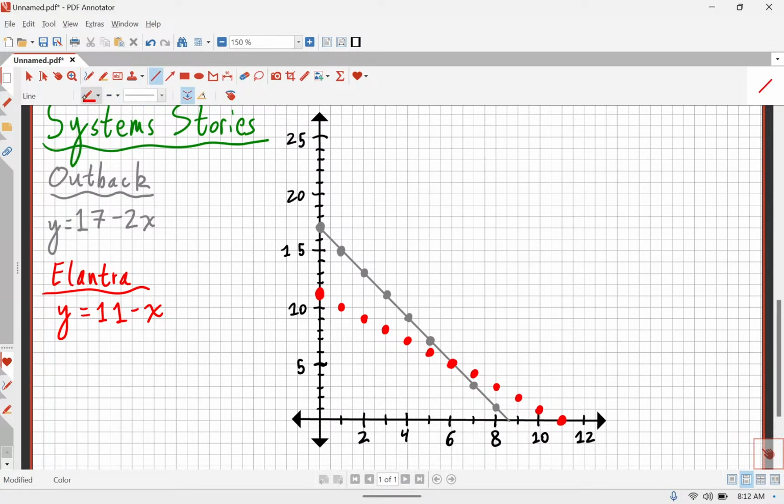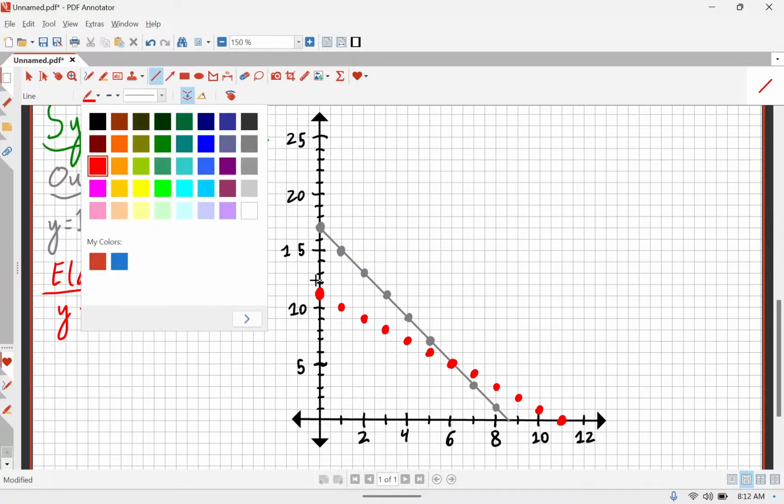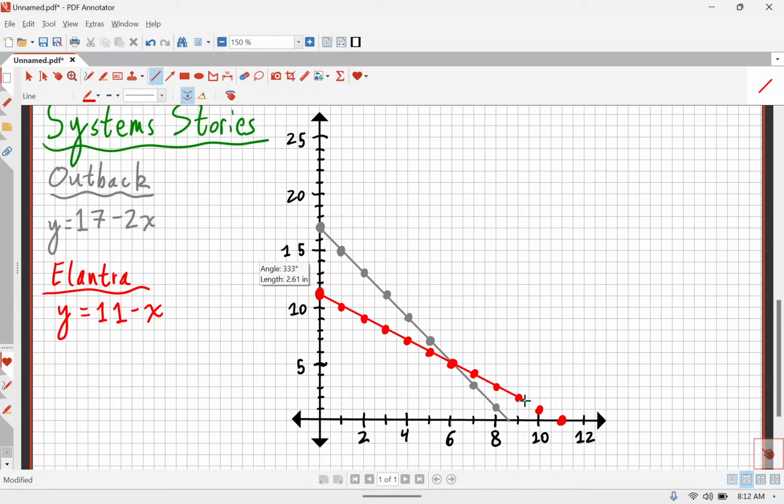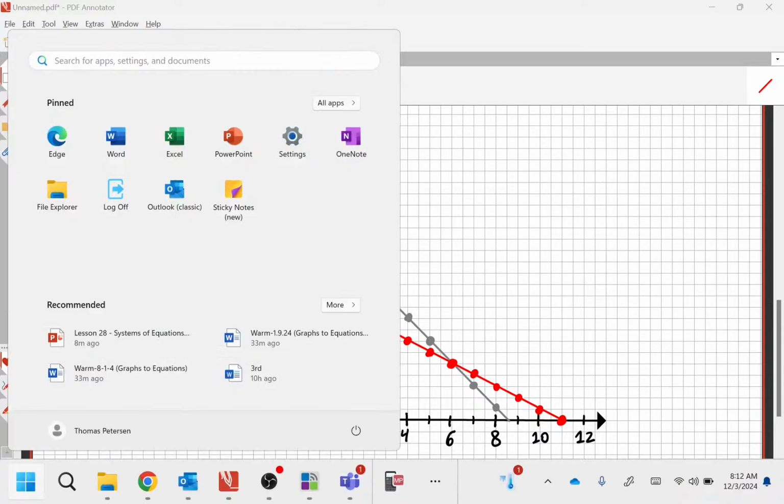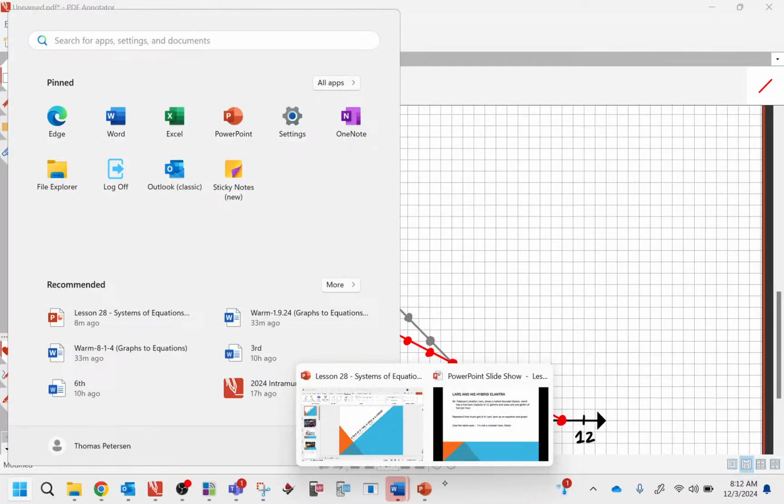Well, I think it depends. I think that depends a lot on a lot of factors. Like I would say it's better in this regard, but I still think Outbacks are cooler than Elantras. But it's okay because we all have to bow down to the best of them.